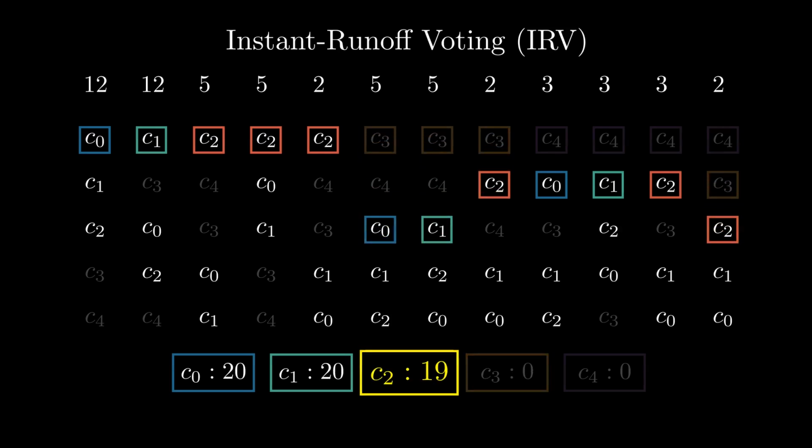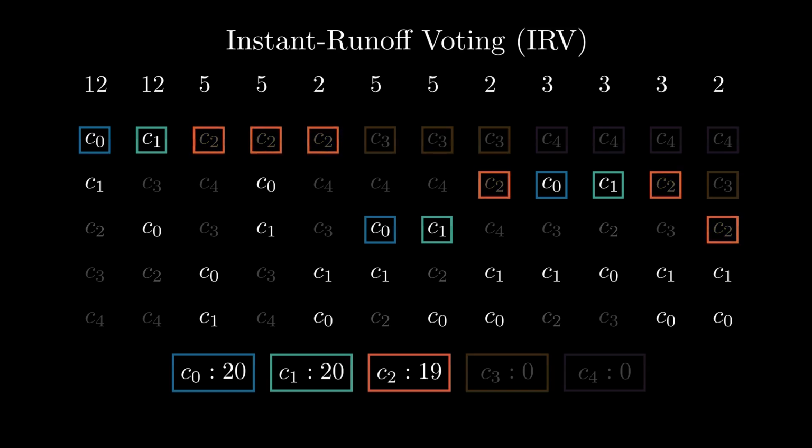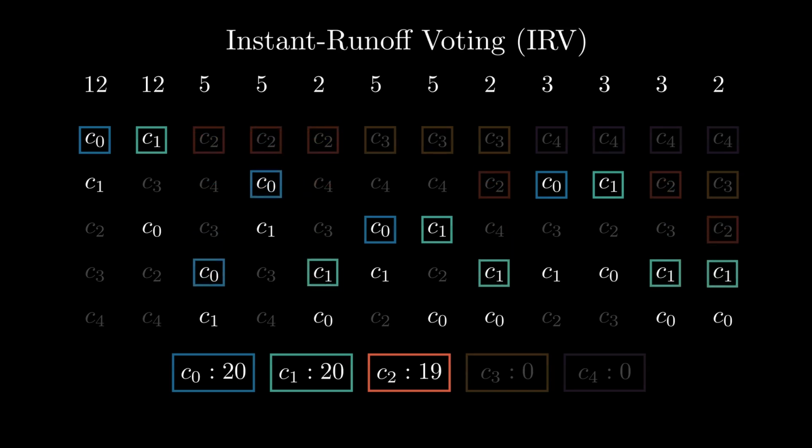In the third round, C2 is eliminated in the same way, leading to a final runoff between C0 and C1. At this point, C0 has more than half of the votes and is therefore guaranteed to win. But by convention, we'll iterate until only the winner remains.